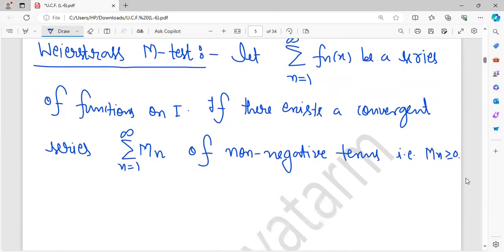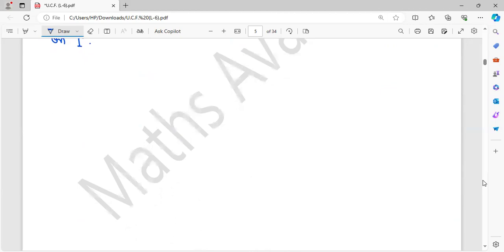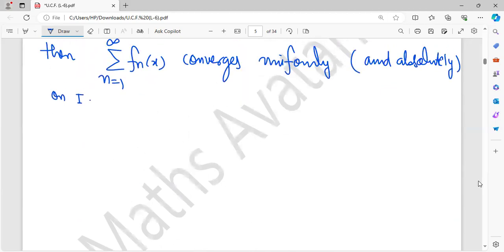Okay. Then this series of functions converges uniformly and absolutely on I. Let's see its proof. How to prove this? Proof.